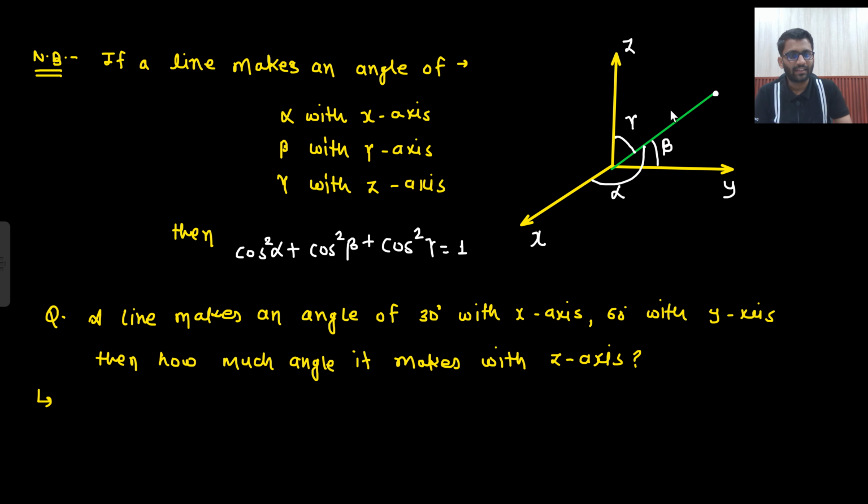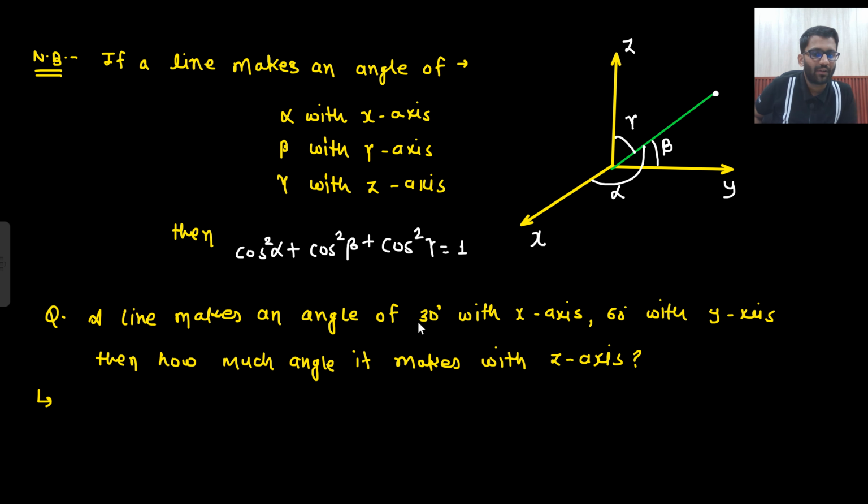You take this length as r and then you will easily be able to prove it, or you can just remember that this line is making alpha angle with the x-axis, beta angle with the y-axis and gamma angle with the z-axis. So cos square of one angle plus cos square of the other angle plus cos square of the third angle is equal to 1.